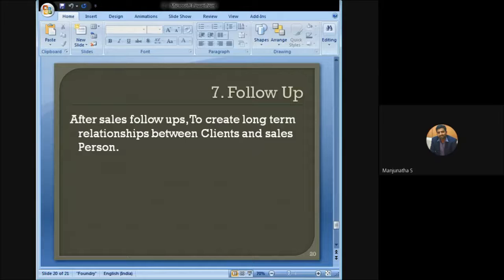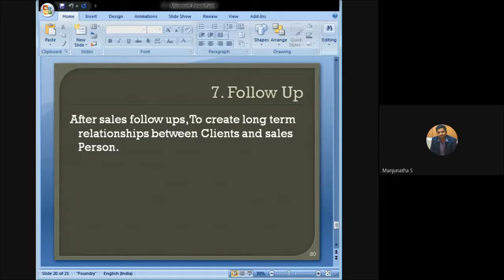The last one is the follow up step in the selling process. After sales, we need to follow up on the whole process and create a long term relationship between the salesperson and the clients. So we need to have that follow up. It may be after sales services, the post purchase behavior, how the post purchase behavior will be handled in the selling process.